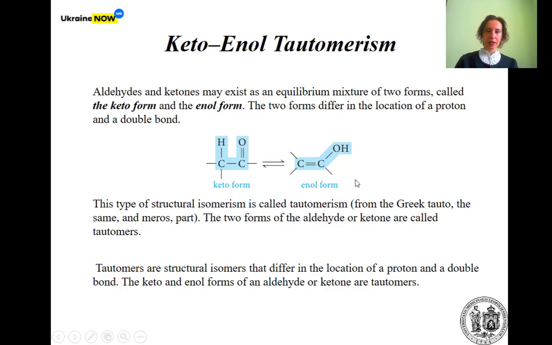Such interconversion between two forms of one compound that can exist in equilibrium with each other are called tautomers, and this type of structural isomerism is called tautomerism, from the Greek tauto, the same, and meros, part.